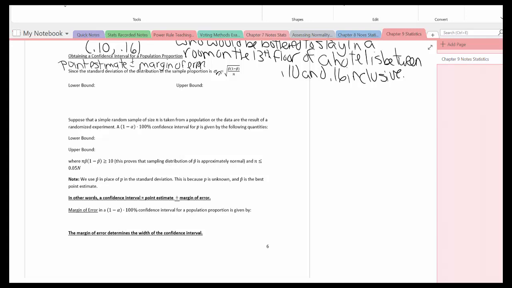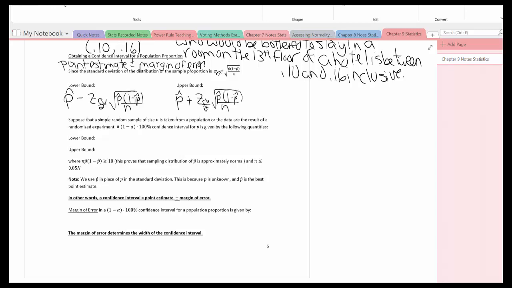In this video, we're going to continue our discussion with estimating a population proportion. So, obtaining a confidence interval for a population proportion. Remember, in general, for a confidence interval, it's the point estimate plus or minus the margin of error. Well, we know the standard deviation of the distribution of the sample proportion is given. So now we can write the lower and upper bounds for this. I will write those out now.